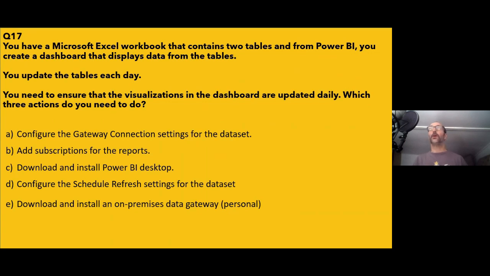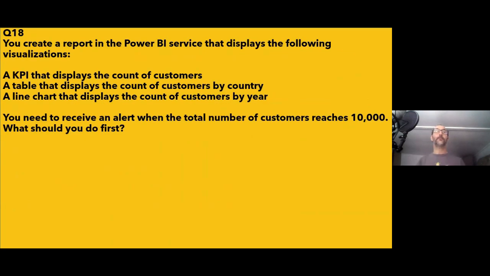Okay, so Excel workbook, 2 tables in there. You update the Excel daily. You've published a report. How do you make sure that that report is auto refreshed daily? Okay, that's question 17. Let's go on to question 18.